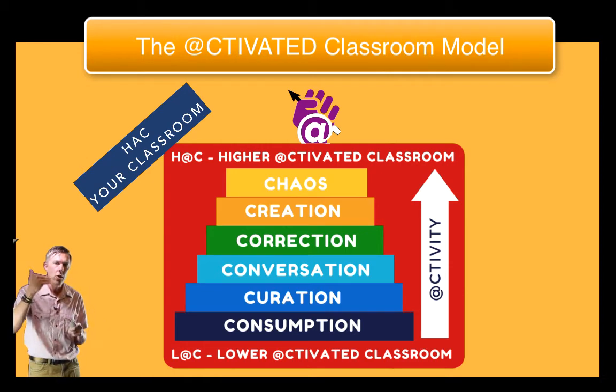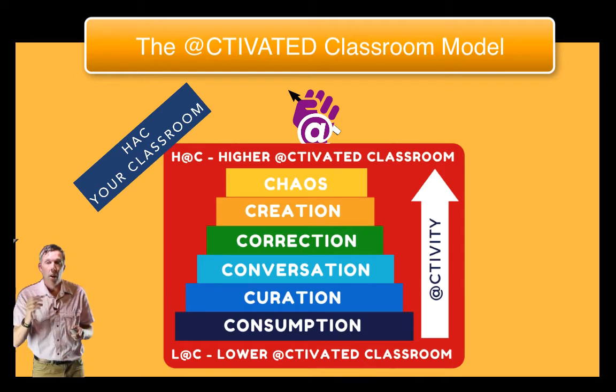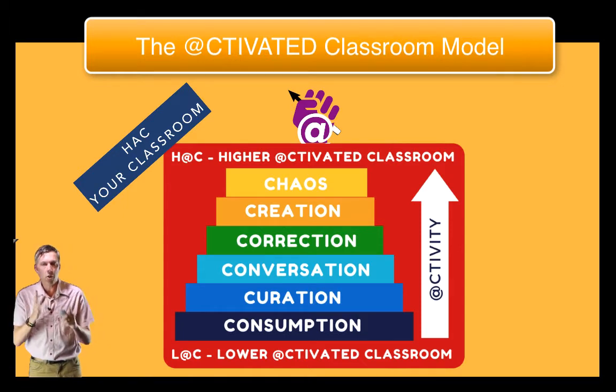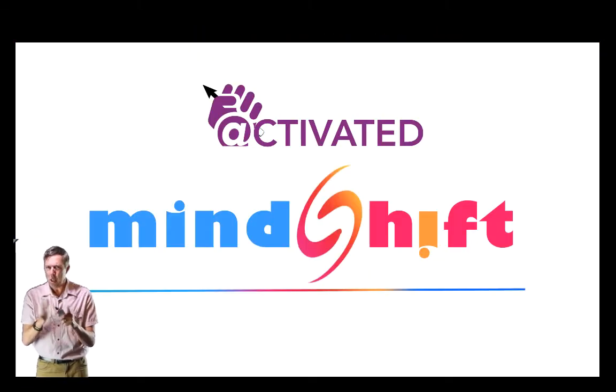And so the layers of the model move from consumption to curation to conversation to correction to creation and chaos. And as the students move up these layers, as we go through these different pedagogies, these different teaching approaches, the students are more engaged, they're more activated, the brain cognitively gets more challenged, and they are producing content, they are producing artifacts that are so powerful in the learning process. And so we need a mind shift. Now, this is not always easy. To change our perspective, especially when we've been doing something for so long in the same way.